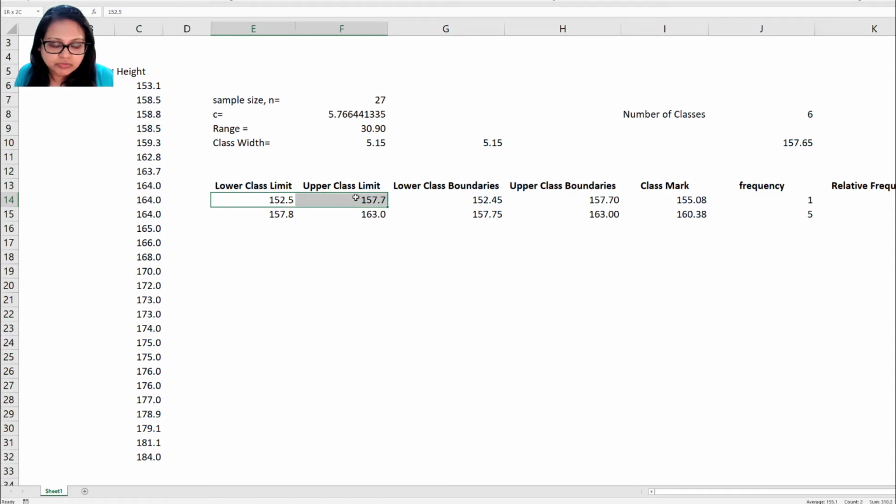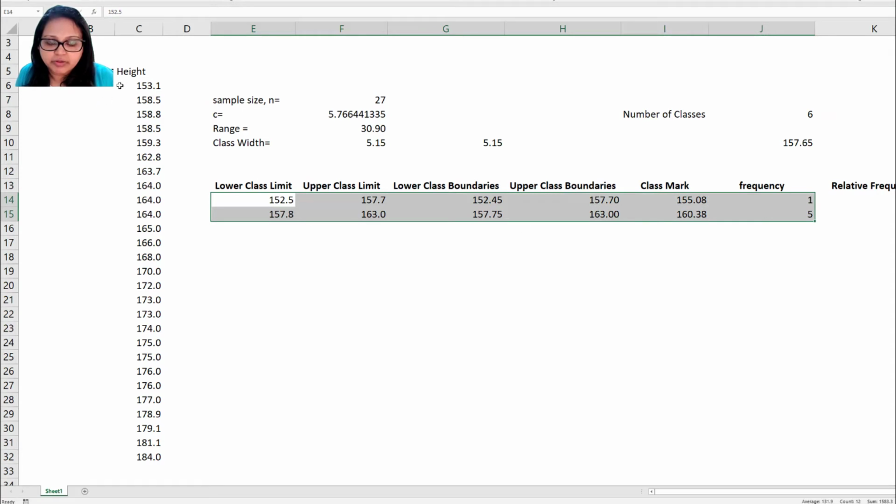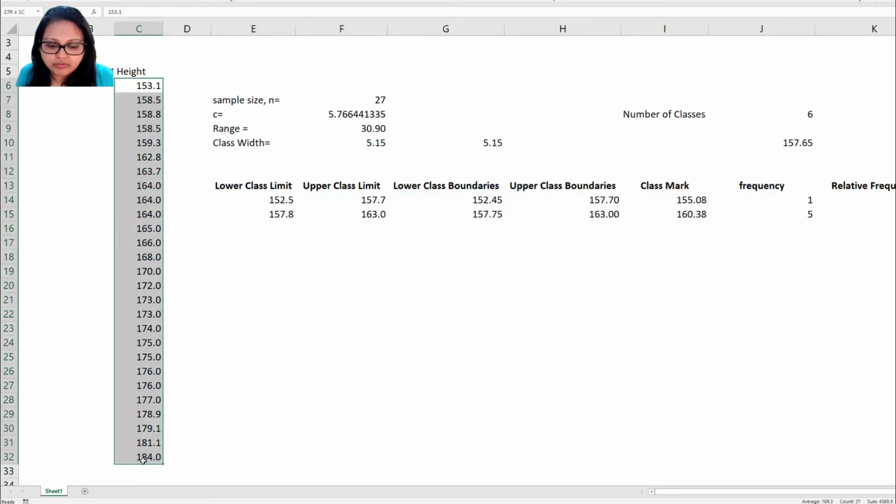So you can see within this group how many observations we have. Within this group, how many observations we have. This is what we call group data. But whenever we have it in a raw form, that means just the values we observed, this is called a raw data set.